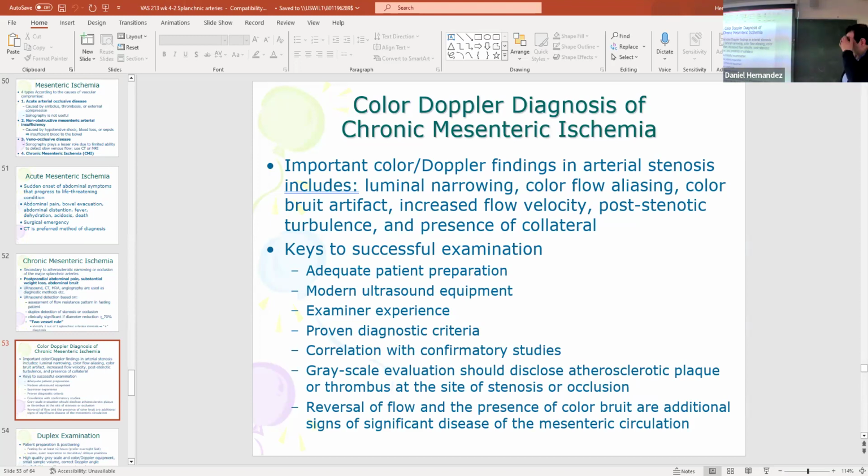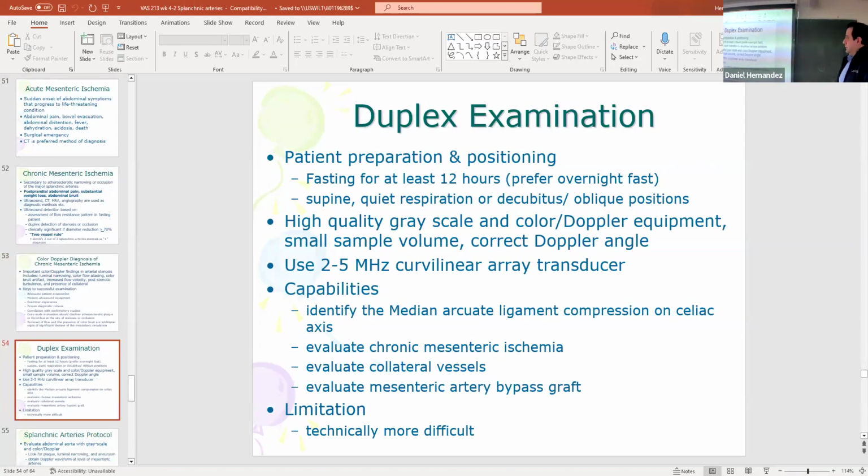With grayscale evaluation, we were able to see those atherosclerotic plaques and or thrombus. We might see reversal of flow, the presence of color bruits as additional criteria or signs of significant disease. Again, in terms of preparation, they need to be fasting for at least 12 hours, so preferably overnight. Position, we have them supine, with quiet respiration. We could try decubitus positioning of the patient, or come from oblique positions. We're going to utilize our grayscale and color Doppler. We're going to use our curved linear array.